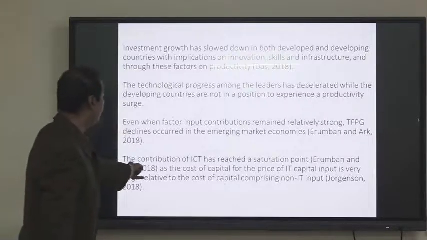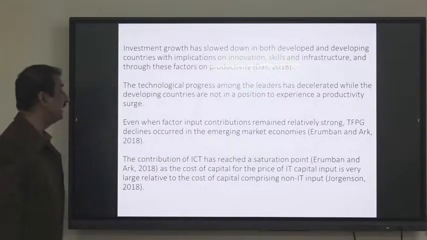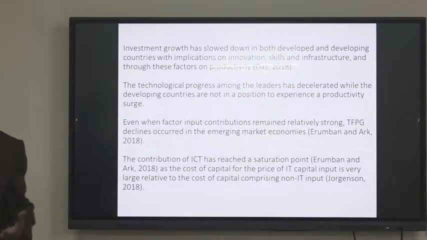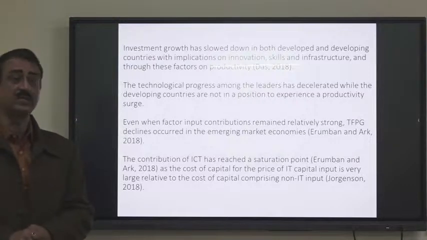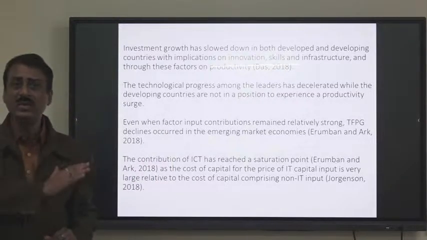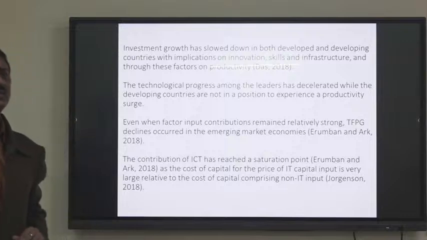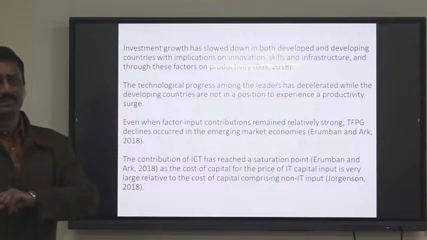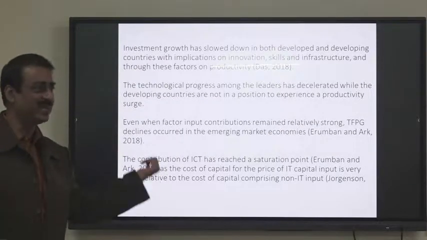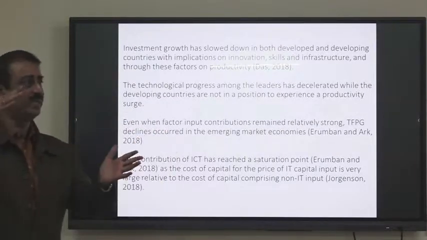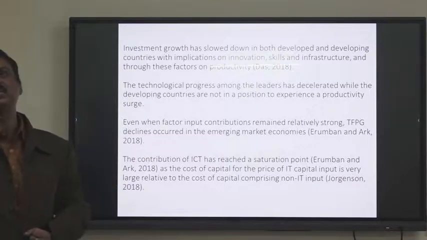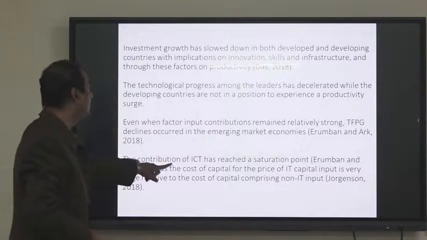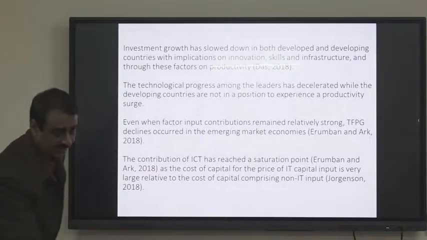And the other point relates to the contribution of ICT having reached the saturation point. Already, whatever the ICT sector could contribute in terms of total factor productivity growth has been done. Now, in the last 10 years, whatever advancement is taking place in the ICT sector is only marginal. It's not really a significant breakthrough compared to the 60s or 70s or 80s. In the 90s, we experienced a major breakthrough. But after that, it is only some marginal additions. So therefore, your total factor productivity growth is not really picking up significantly.